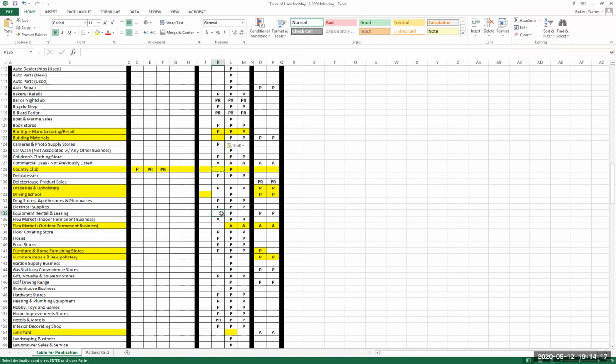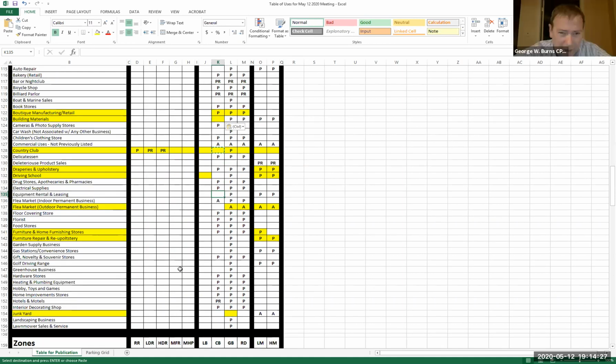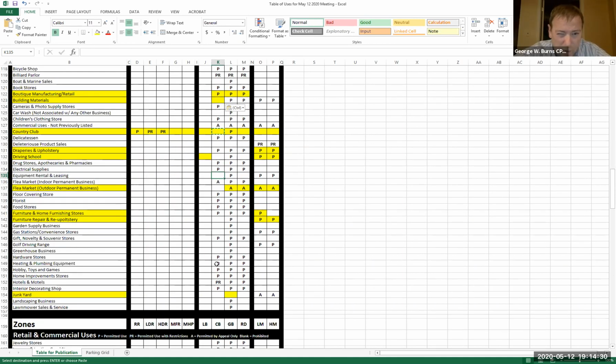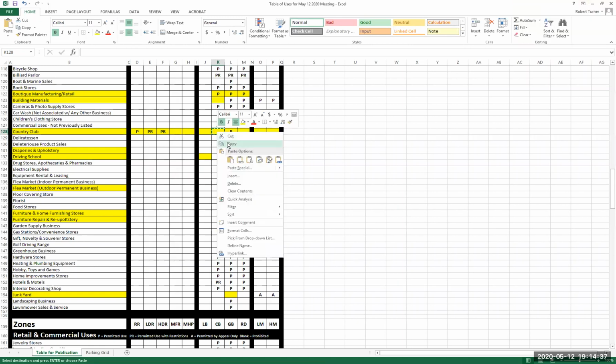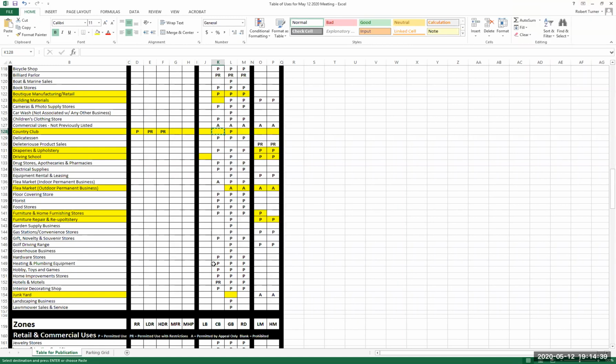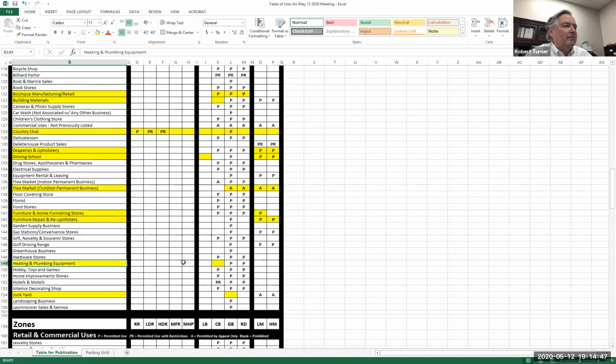Sounds good. And by the same token, HVAC. Where did I see that? Heating and plumbing equipment. I don't think that should be in there either, in central business. Right. I agree. We must have been tired when we went through this part. We got towards the end, we were getting a little crunchy, long in the tooth there.